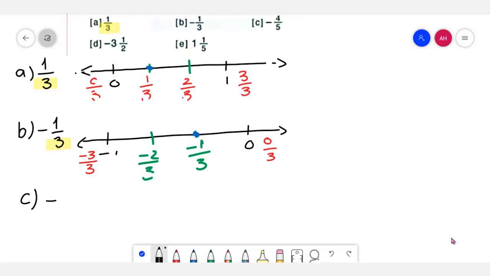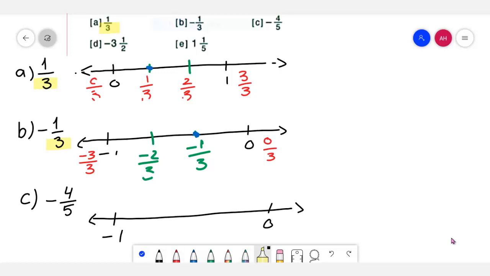Number C is negative 4 over 5. And again, negative 4 over 5 is a proper fraction, so sure it lies between 0 and negative 1. Again, here is my number line, and I will put the 0 on the right hand side and the negative 1 on the left hand side.